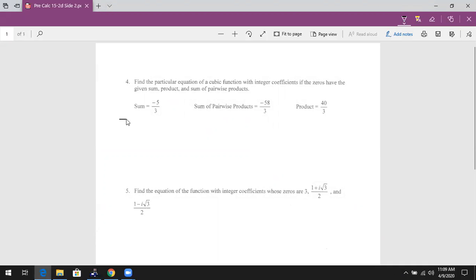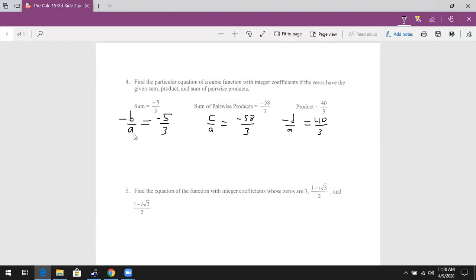That means negative b over a is -5/3. And the sum of pairwise products is -58/3. That means c over a is -58/3. And the product of your zeros is 40/3. That means negative d over a is 40/3.